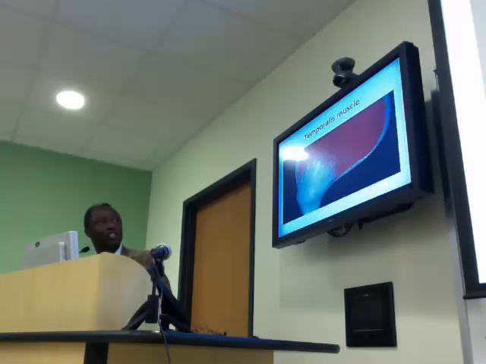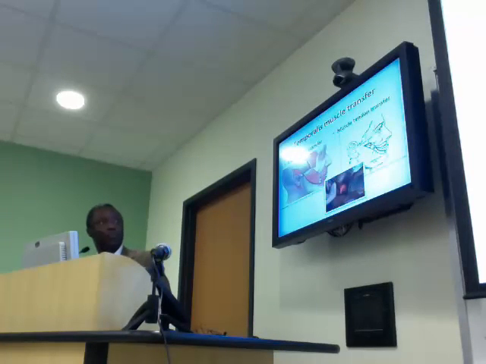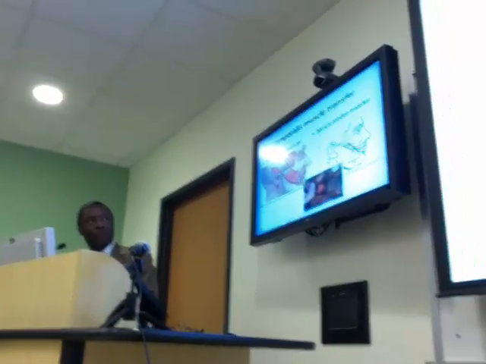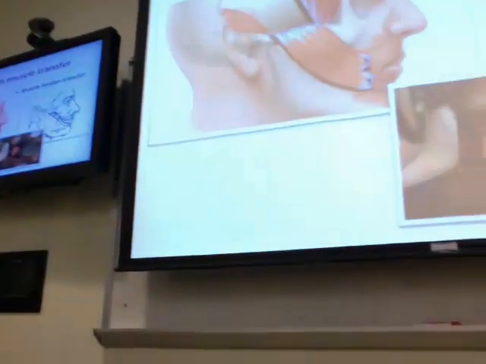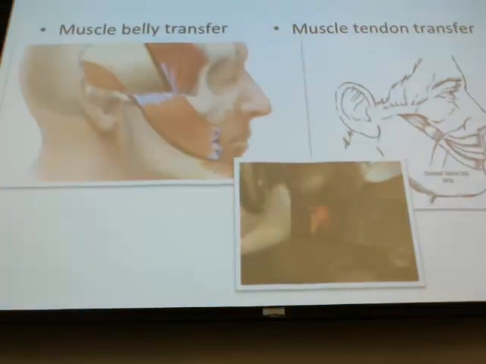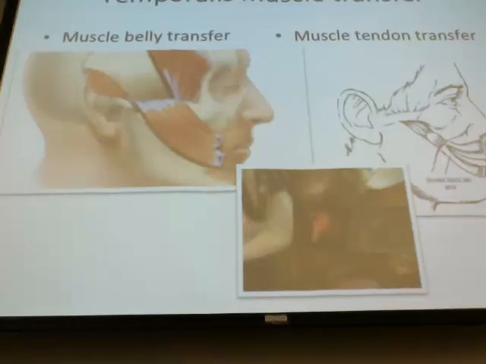We've talked about the injection already. So this is the shape of the temporalis muscle. Now, I told you I don't do this as much, but it may be ideal for FSH. What I do more of is what we call the muscle tendon transfer. So for me to do this procedure, I have to make an incision over the scalp in the hairline to find this muscle.